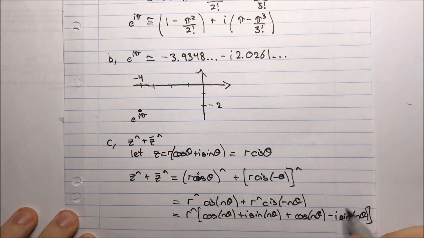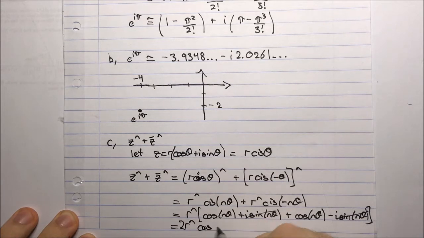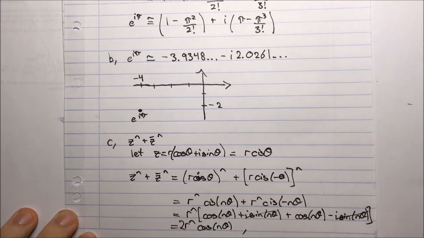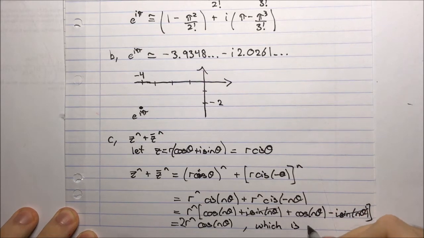And then you'll see that this negative i sine and this positive i sine will cancel, and I'm left with r to the n. Adding these will be 2 cos n theta. And this is purely real.